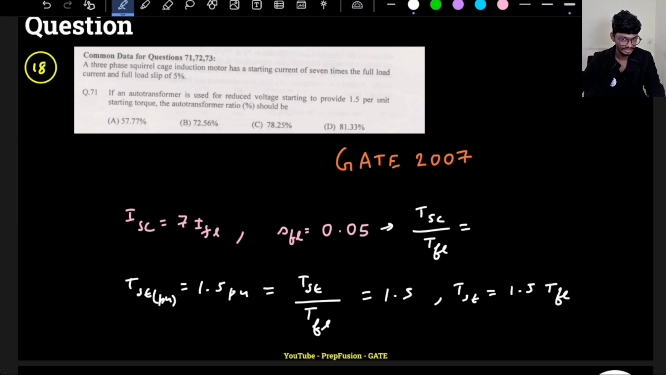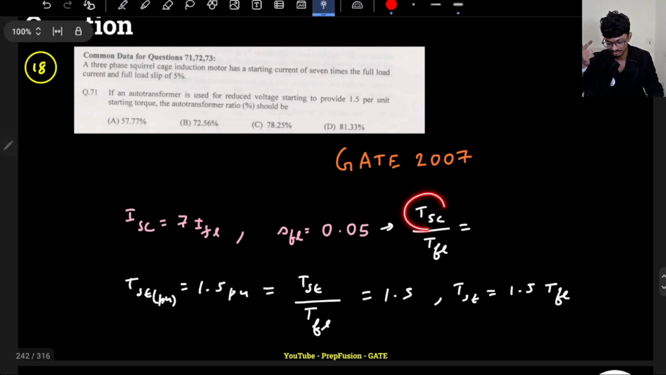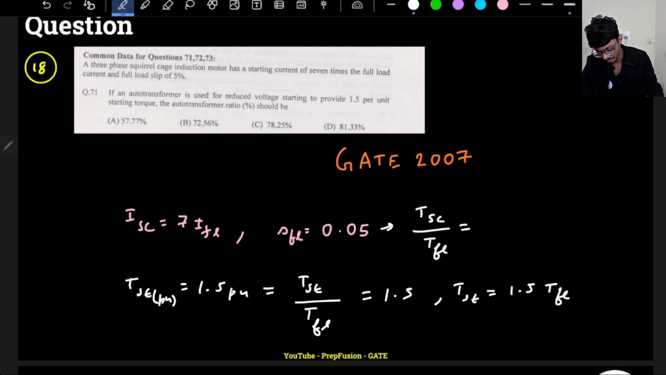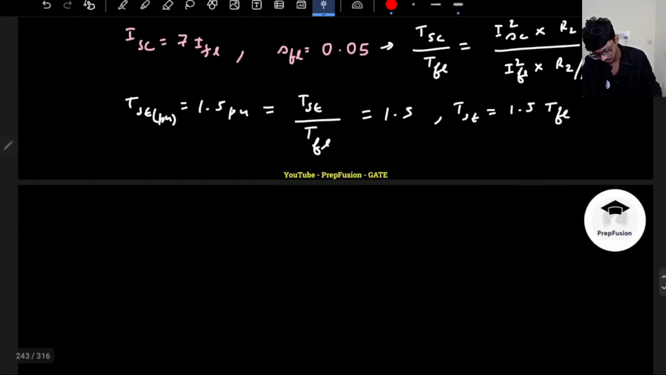Everything else will be the same, just the current and the resistance are changing. Even in resistance, R2 divided by S, S is changing. In the first starting case, slip S is 1. In the full load case, slip is SFL. So basically this will be ISC whole square into R2 divided by SC, that is 1 only, divided by IFL whole square into R2 divided by SFL. Okay, so basically R2 will get cancelled, only what will be left?